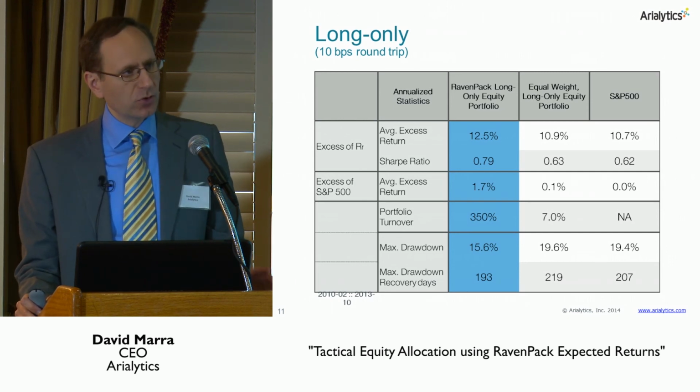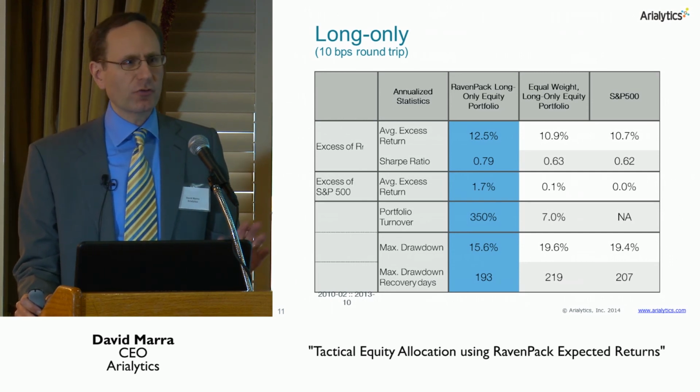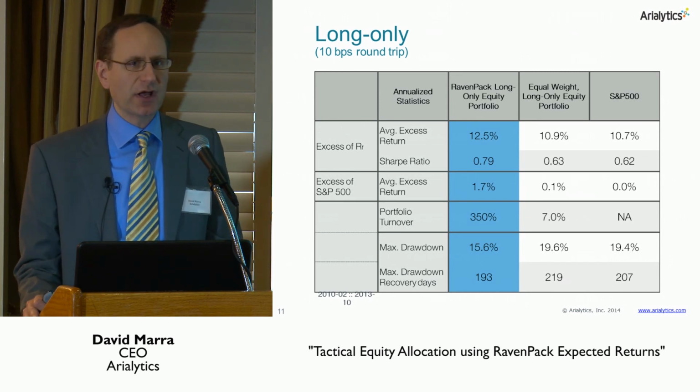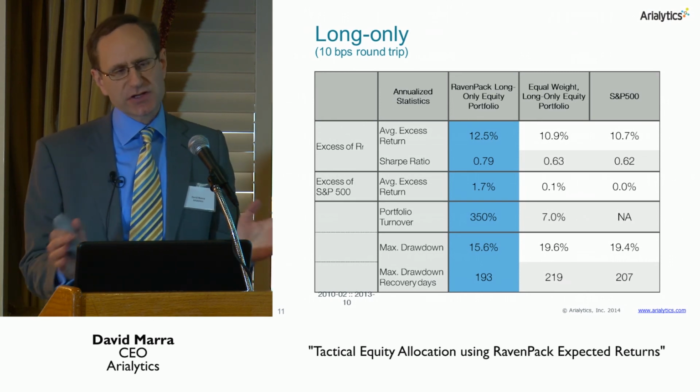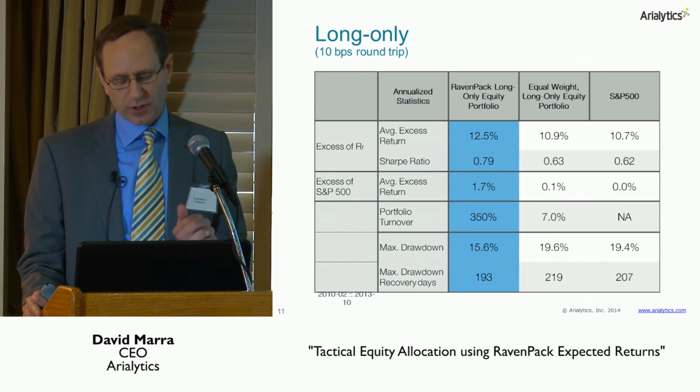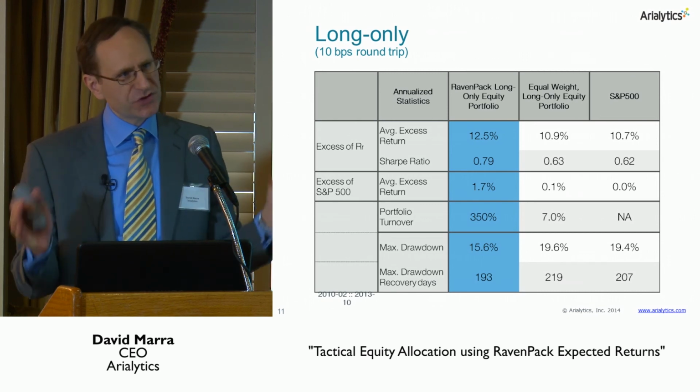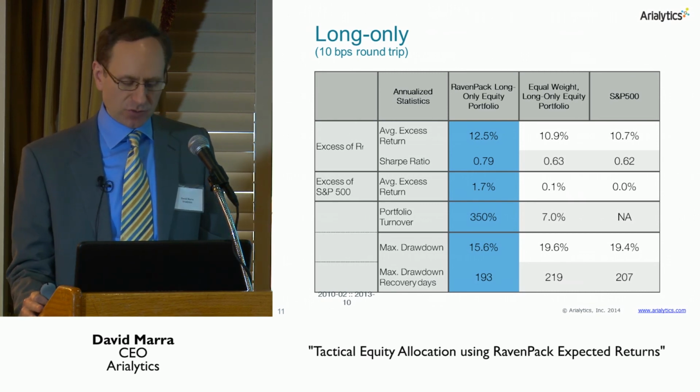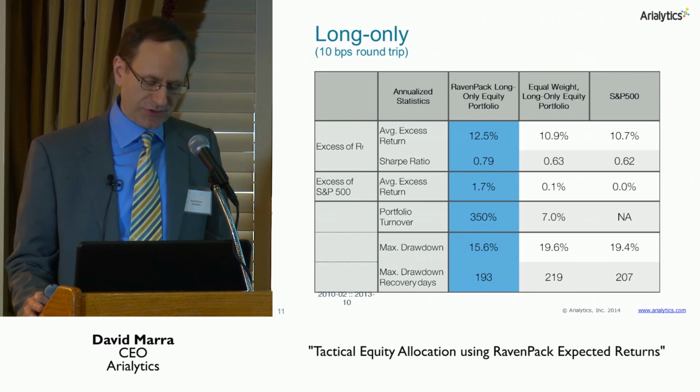And for some people, 350% annual turnover is, for some strategies, fine. For other people, that's a little high. Different investors have different needs. We're gonna control for turnover later, but this is a completely unconstrained, non-controlled result.